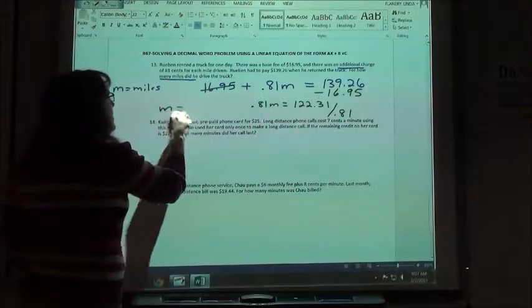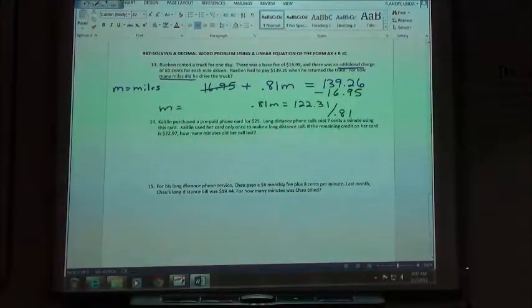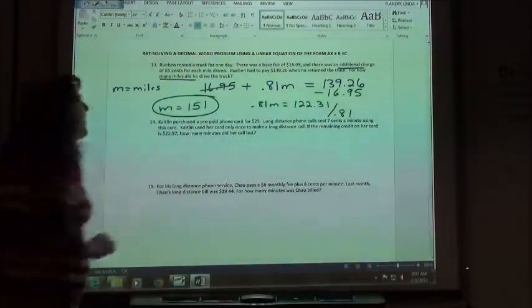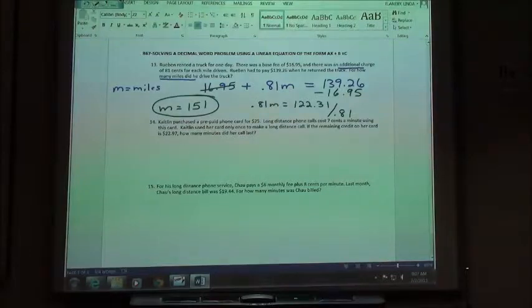How many miles did he drive the truck? It's 151. So 151 miles.